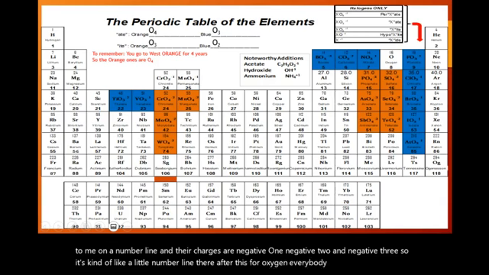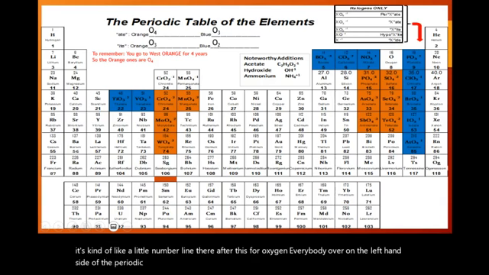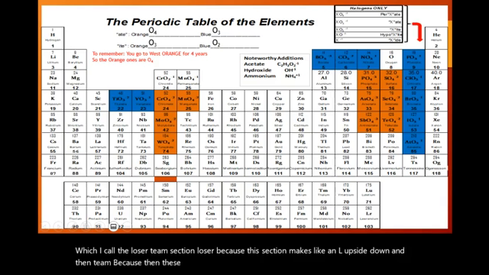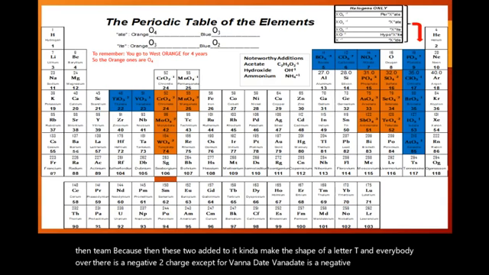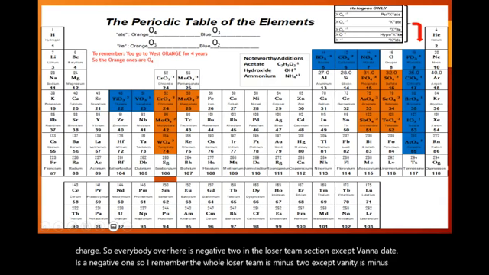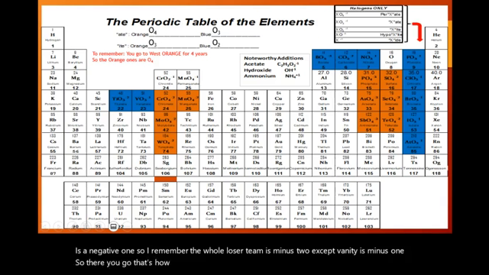Everybody over on the left-hand side of the periodic table, which I call the loser team section. Loser because this section makes an L upside down. And then team because these 2 added to it make the shape of a letter T. And everybody over there is a -2 charge except for vanadate. Vanadate is a -1 charge. So I remember the whole loser team is -2, except vanadate is -1. So there you go. That's how you learn and memorize the polyatomic oxy-anions.